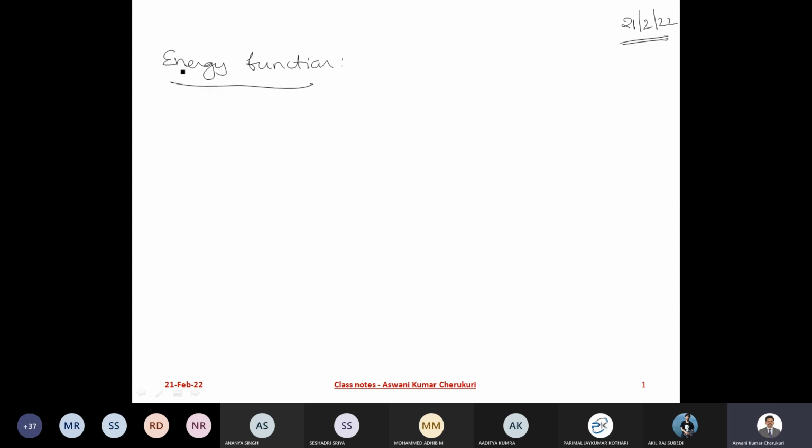The energy function has a lot of philosophy, and explaining that itself will take a lot of time. For those who are really interested, maybe I will share a couple of links. Please go through them. Typically, the energy function determines the stability property of the network.